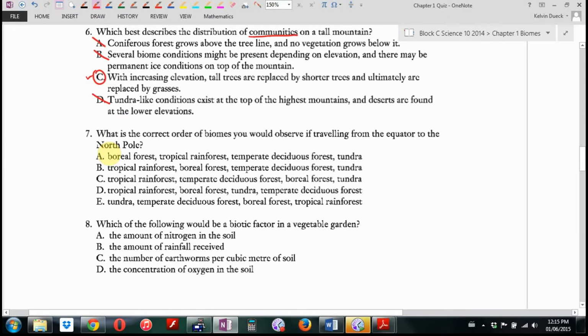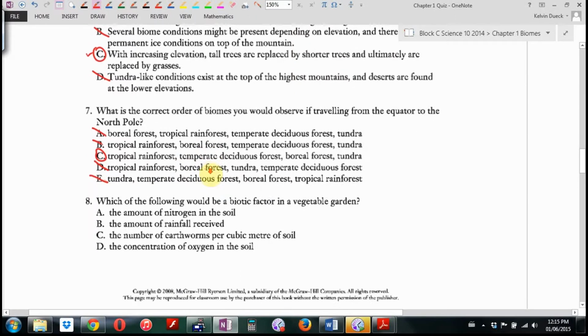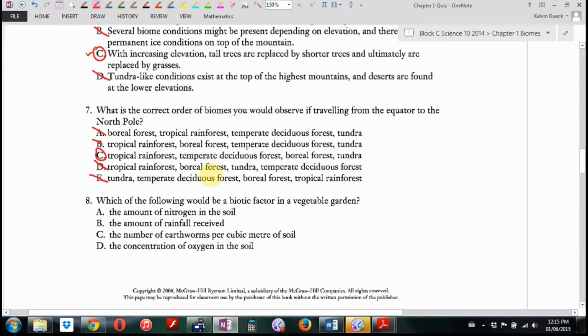What's the correct order of biomes you would observe if traveling from the equator to the North Pole? Tundra is first, right? No. Oh, from the equator to the North Pole. Good gosh. So no and no. Tropical rainforest, I agree with. Then what comes next? I know that tundra is the northernmost thing, so D's got to be wrong. And I know that boreal forest is the second most northernmost thing, right? Basically, aside from the Fraser Valley, West Coast, Vancouver here, as soon as you head to the interior, that's boreal forest. That's what Canada has mostly.